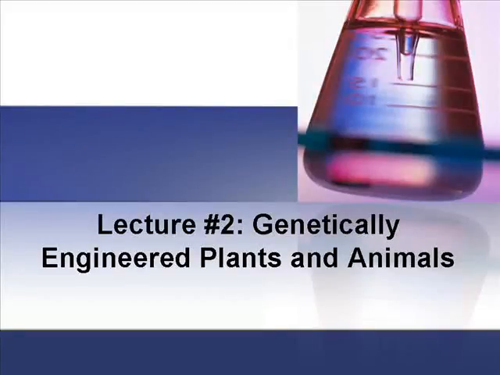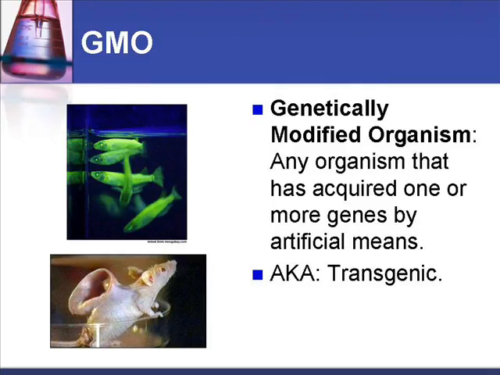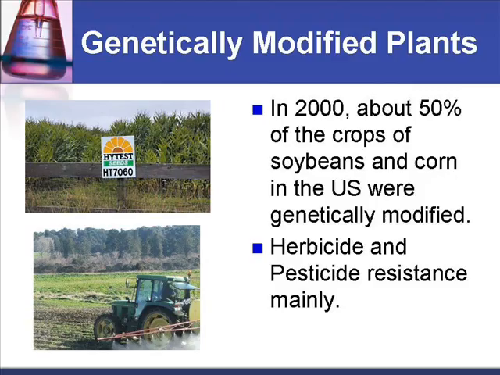In this lecture, we're going to be looking at some of the uses of biotech, and specifically genetically engineered plants and animals. Genetically modified animals and plants are also referred to as GMO, which means genetically modified organism. Again, that could also be called transgenic. This is any organism that has acquired one or more genes by artificial means through the use of biotechnology.